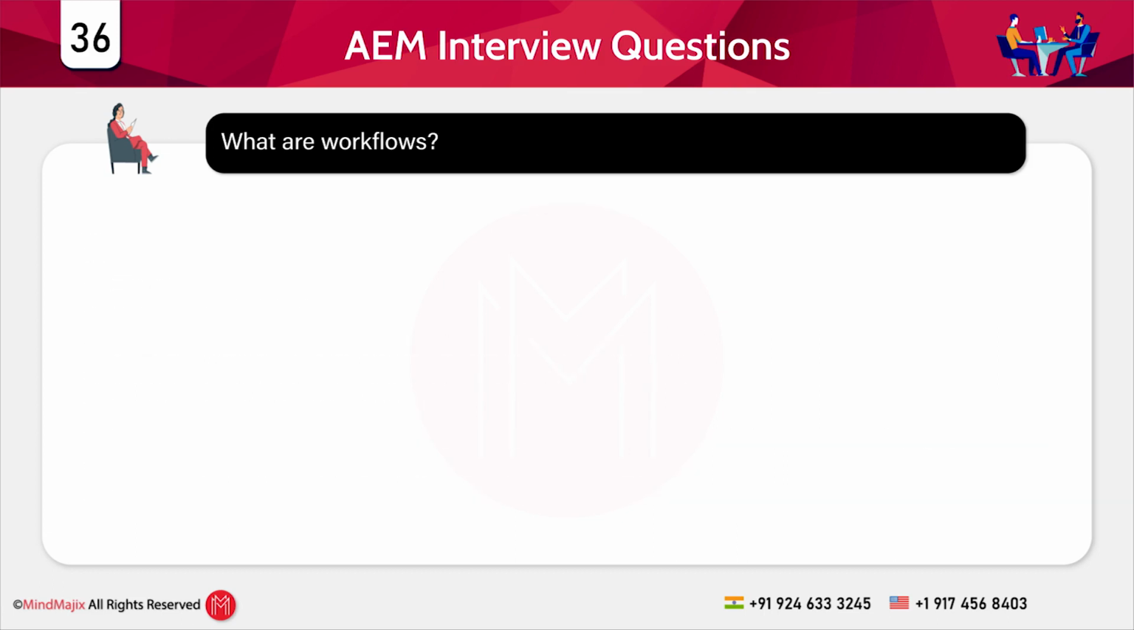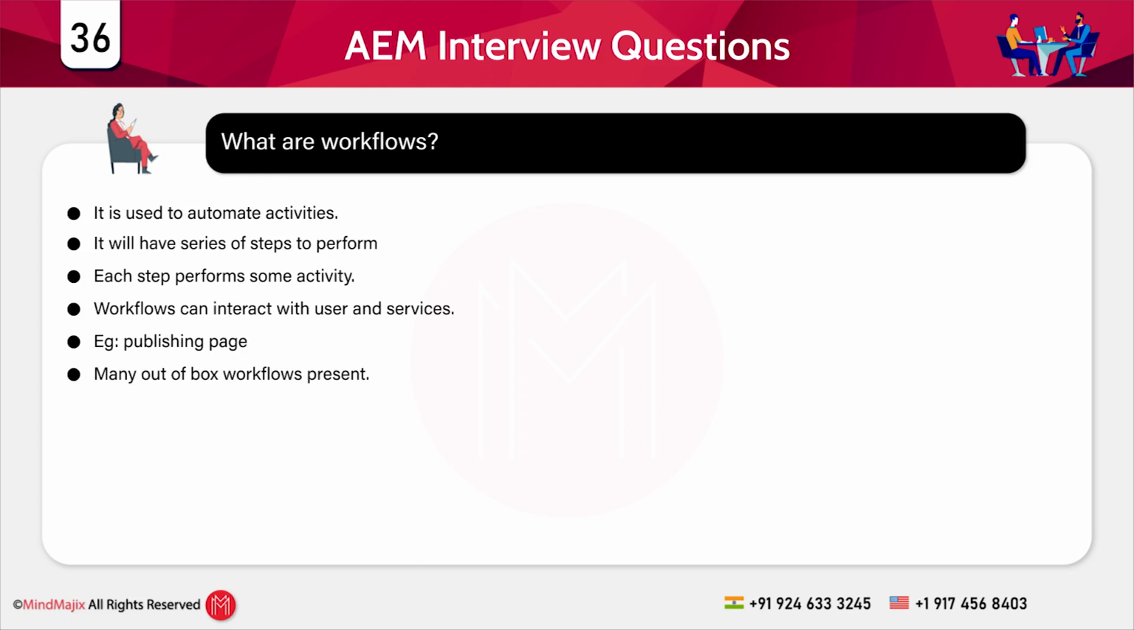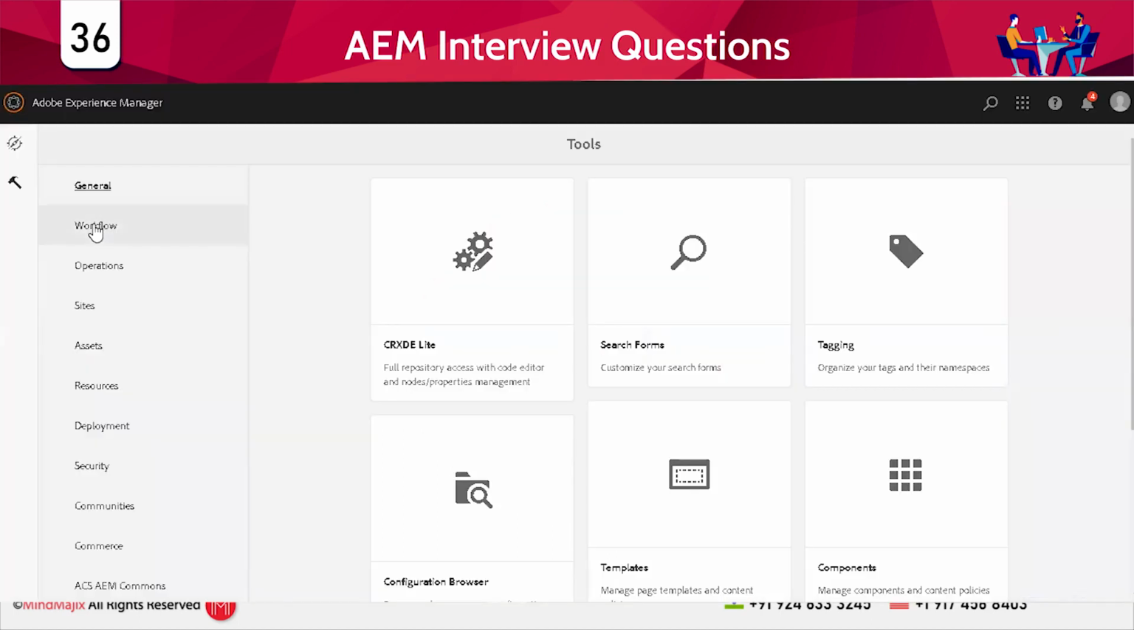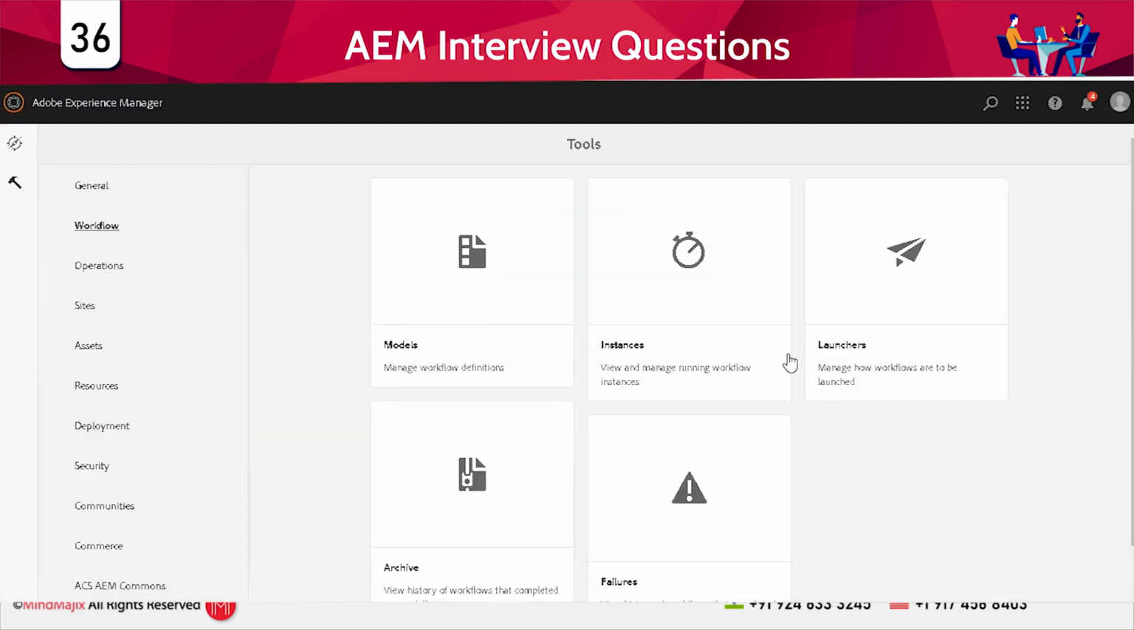Then what are workflows? Workflows are used to automate activities. It will have some series of steps to perform. First of all, from where you will have workflows: here in the Tools, Workflow, you can go here and check models, instances, launchers. You can create your own model in the model section, and you can also go through the default ones.